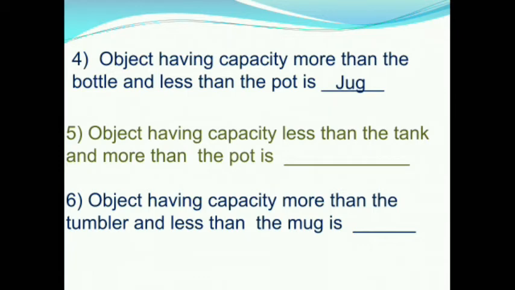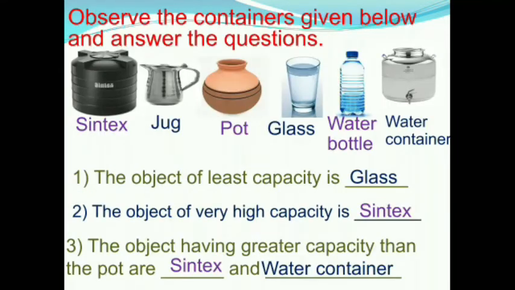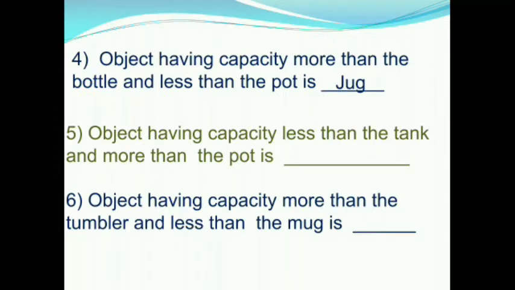The fifth question is, object having capacity less than the tank and more than the pot is dash. Children, look at these pictures. Here, which object having capacity less than the tank and more than the pot? Yes, water container. Object having capacity less than the tank and more than the pot is water container.